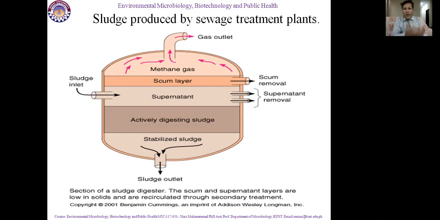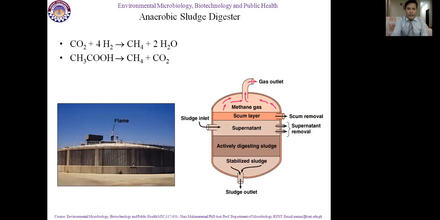disposed of into landfill sites, and it is also used as a fertilizer, because it contains all essential nutrients such as nitrogen, carbon, phosphorus, sulfur, sodium, calcium. Every type of element is present in this sludge. Therefore, it is considered a good fertilizer.